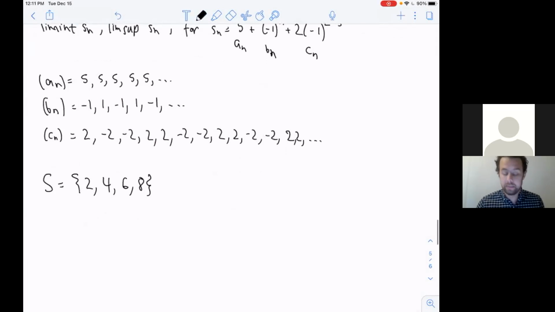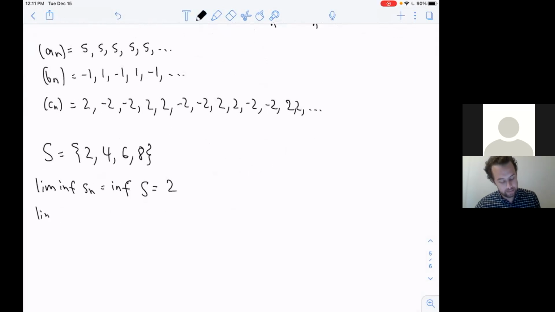And so what is the lim inf and what is the lim sup? Well, they're just the inf and the sup of S. So lim inf of Sn equals inf of S, which in this case is just the minimum, so it's 2. And the lim sup of Sn is the sup of S, which is 8.